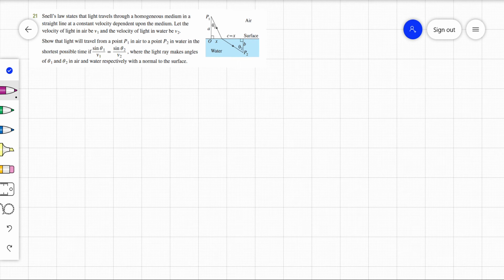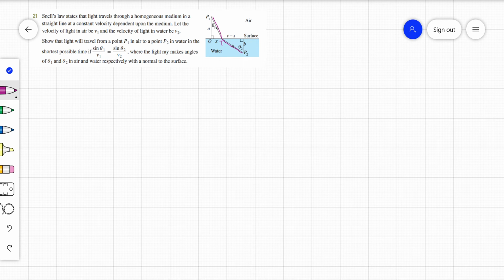Okay, so looking at this one, which has to do with Snell's law, but don't let that confuse you. Basically, the light is traveling from P1 to this point, and then it gets refracted into the water. So the distance, let's call this T for a second.